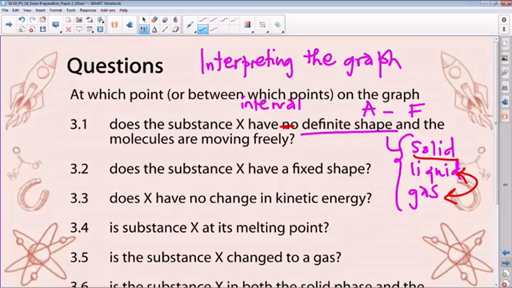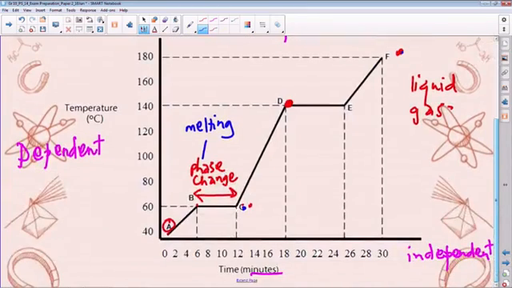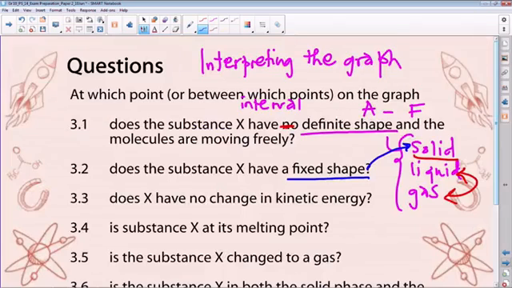So we also want to look at where the substance does have a fixed shape. In this case, it will be a solid, right? We have already mentioned that between A and B, it is in solid form. If you go back to the graph, that's the interval between 0 and 6 minutes, where it is still in solid form, because it begins to melt between B and C. So between A and B, it is in solid form. It has a fixed shape.